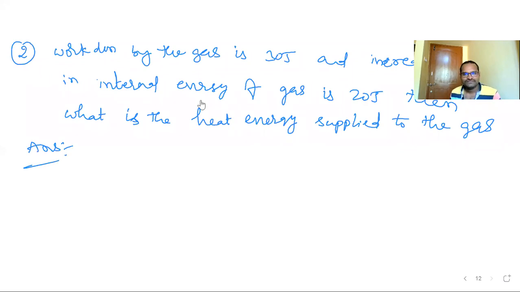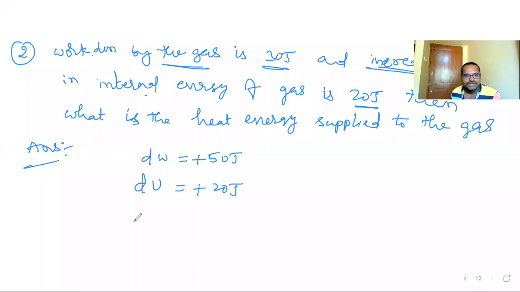Yes, one answer I got. 50 joules. Michelle said 10. 50 is the right answer. Good. So why 50 joules? 10 is the wrong answer. See, 30 joules is what? Work is done by the gas. So work done should be taken as positive, plus 30 joules. And 20 joules is what? Internal energy of the gas increases. So du is plus 20 joules. What are they asking? dq is equal to du plus dw. du is given 20 joules, plus dw is plus 30.